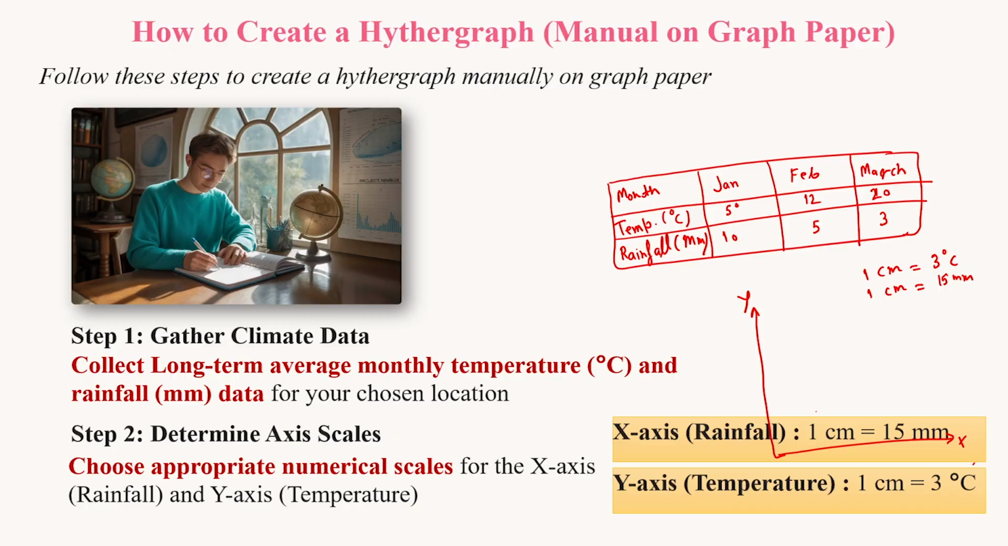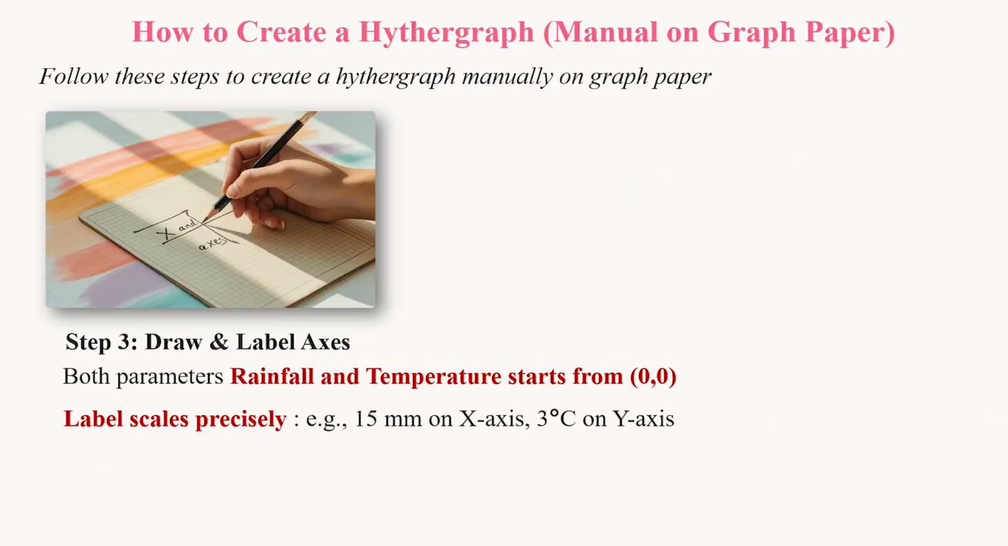The steps we follow are: first we gather data, then we choose our scales and draw the x and y axis, and now we will draw and label the axes. We will start from 0. So, it will be like this. We will start from 0.